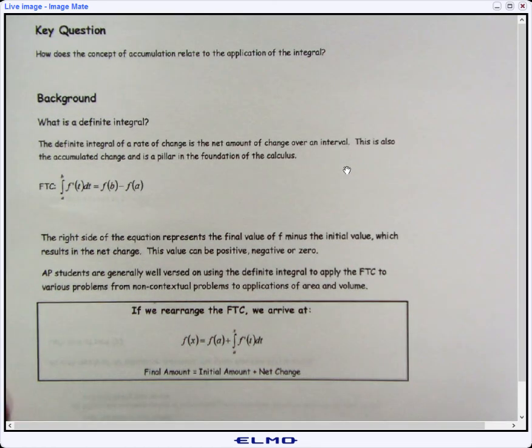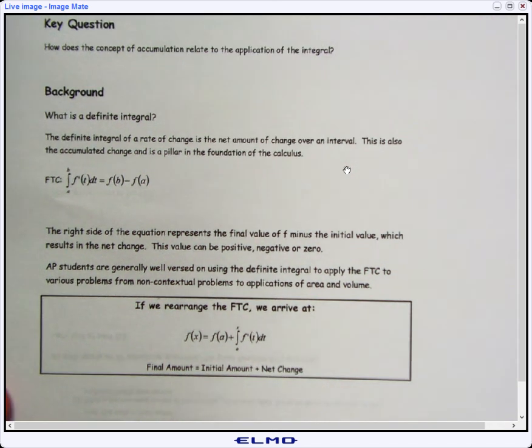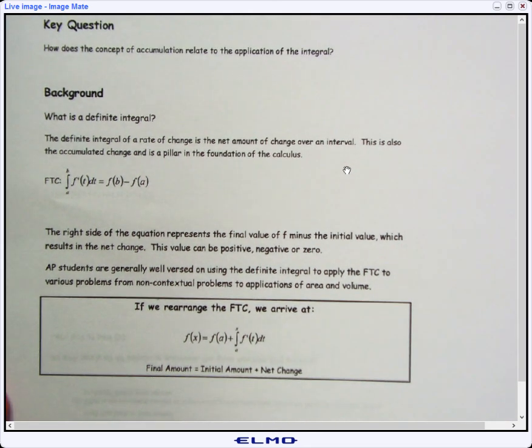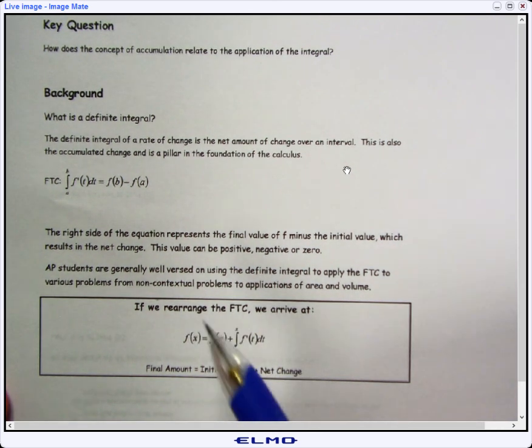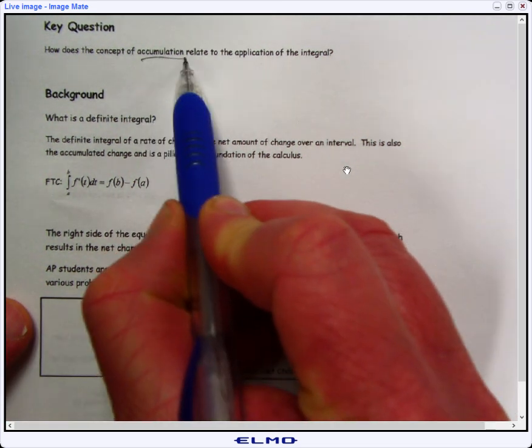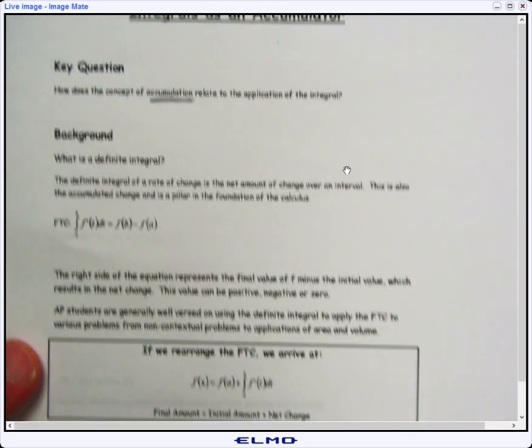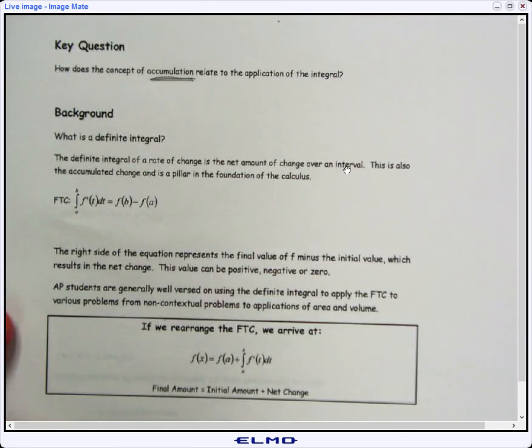Big major concept. If you're going to only review one thing as a big idea, this would be one of them. I don't know how you narrow it down to one, but that would be one for sure. So what we want to talk about is integrals as accumulating functions. Okay, so this is our notes page.